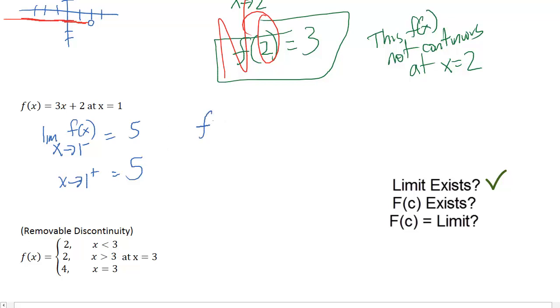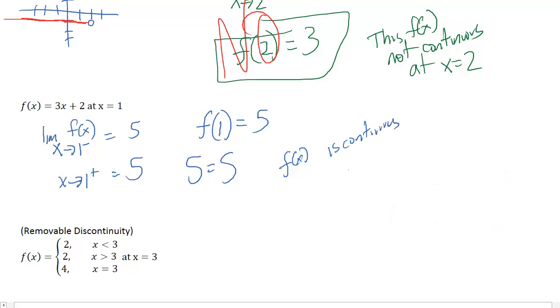Now we have to also prove that f of c, and in this case the c would be 1 because we're approaching the point 1, f of 1 has to also equal 5. Plug 1 in, 3 plus 2 is 5, so f of 1 equals 5. And now, as you can see, all three of our rules are satisfied. The limit exists, the function exists at that point, and because 5 equals 5, all three rules are satisfied. They're equal to one another. So f of x is continuous at x equals 1. Alright.